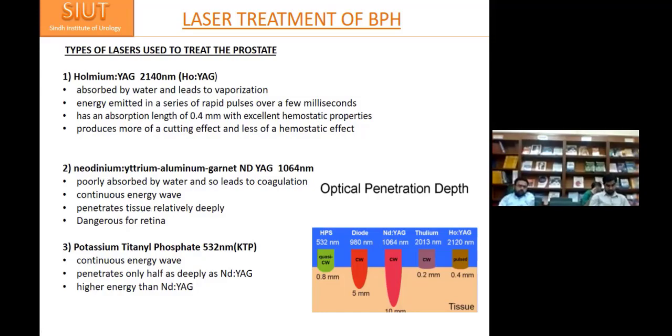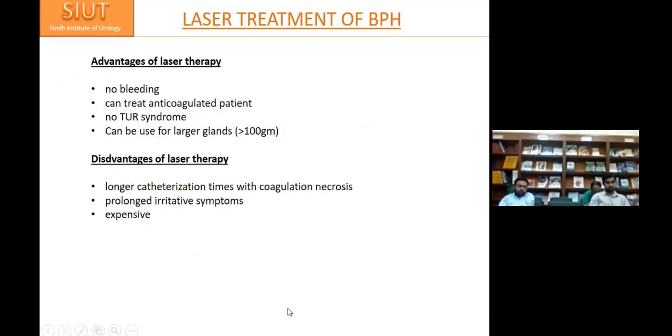And there is the green light potassium titanyl phosphate laser. It uses continuous energy waves, penetrates only half as deeply as Nd:YAG lasers, and uses higher energy than Nd:YAG lasers. What are the advantages? There is no bleeding or very minimal bleeding, it can treat anticoagulant patients, there is no TUR syndrome, and it can be used for larger glands as compared to open prostatectomy. Disadvantages are long catheter time, coagulation necrosis, and prolonged irritative symptoms. And of course, it is very expensive.